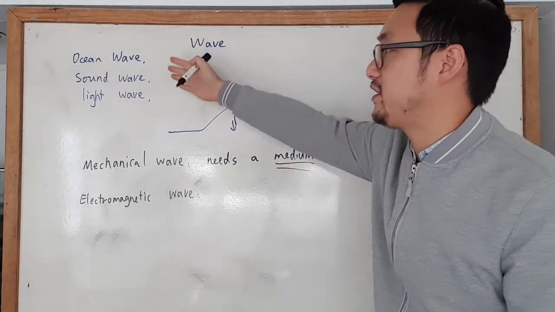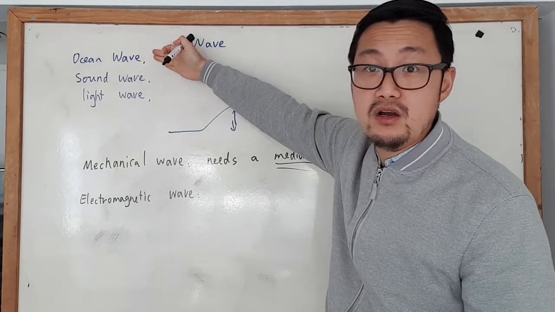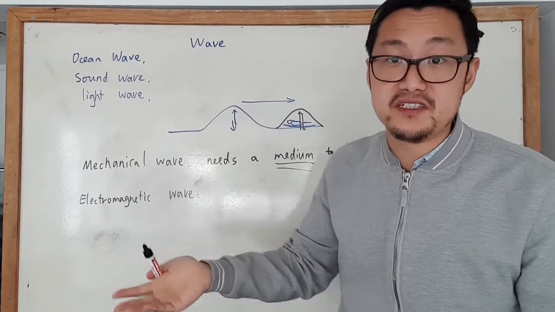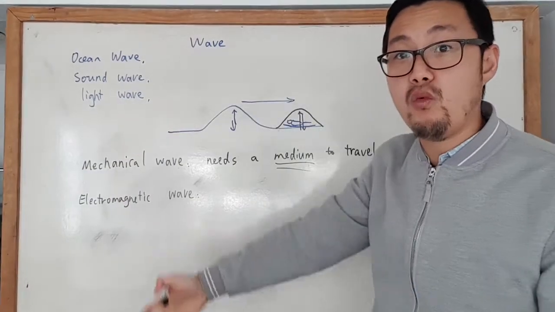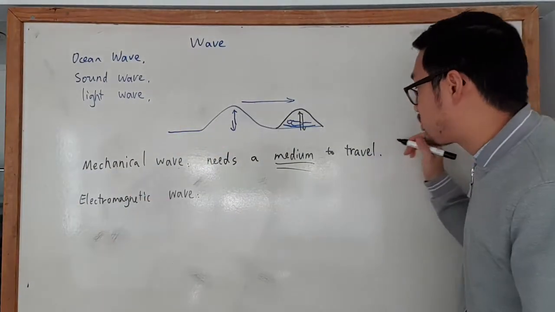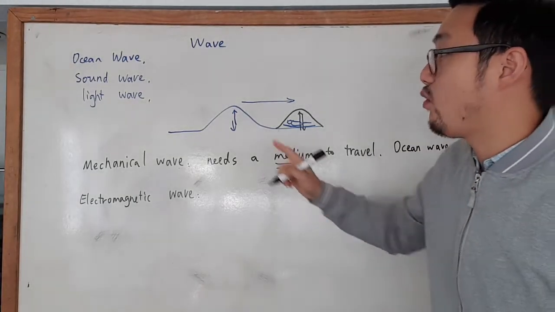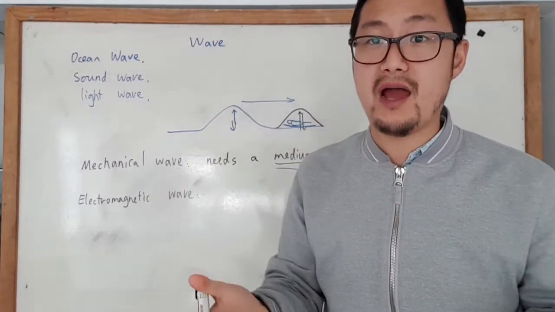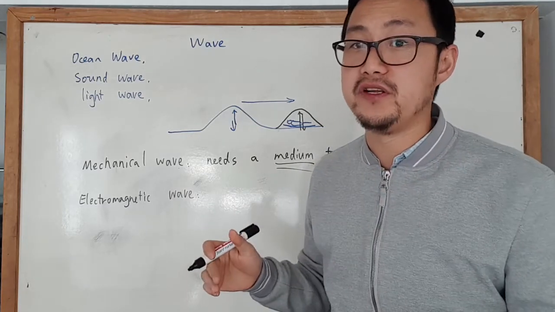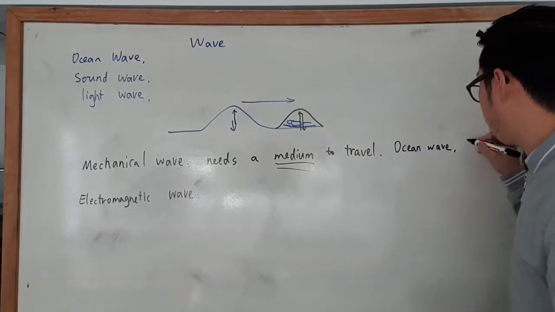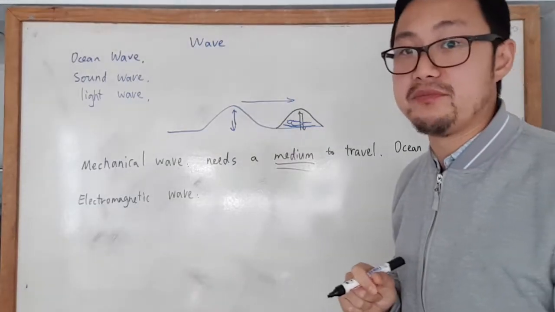So let's look at these three types of wave. Which one needs a medium for it to travel? So ocean. Without water, you cannot transfer this energy. Even though the water does not move, you have to have water to carry the wave, right? So ocean wave will be a mechanical wave. Okay, and the next one is sound wave. Sound needs air to travel. Without air, there is no sound. Sound cannot travel, okay? So I'm going to post a video on Google Classroom. You can have a look. So that shows sound wave is actually going to be a mechanical wave.